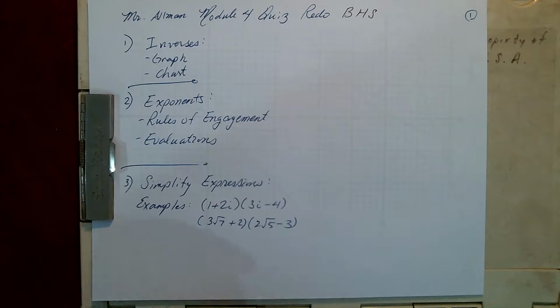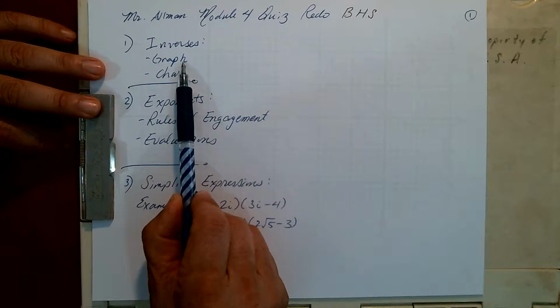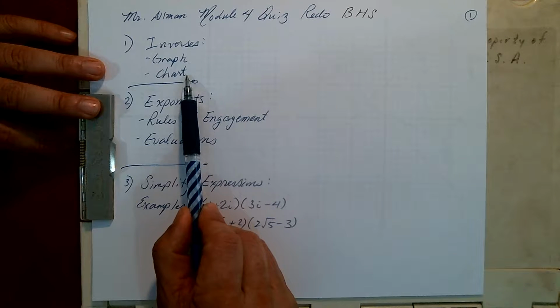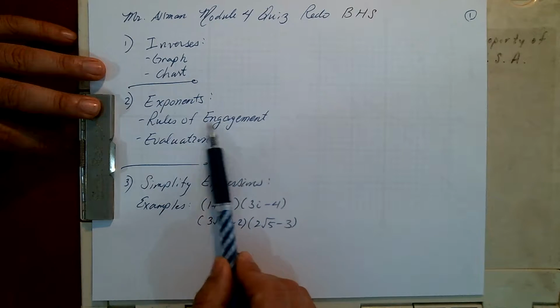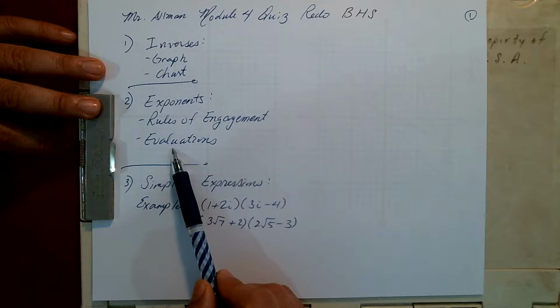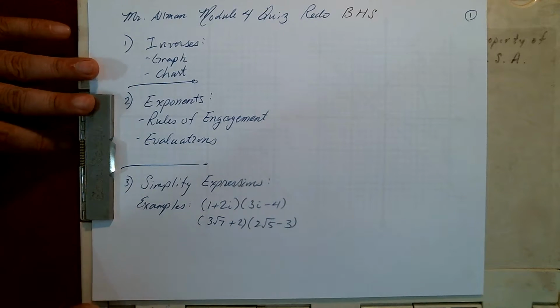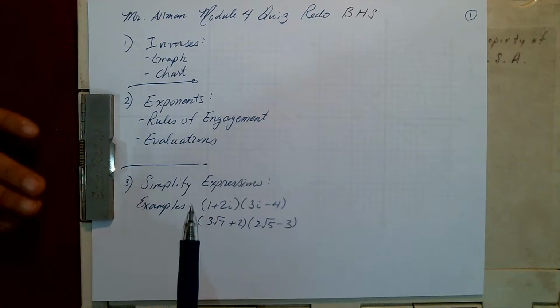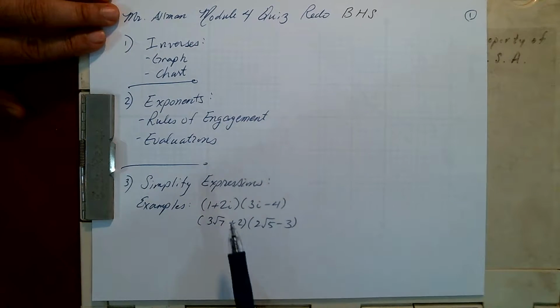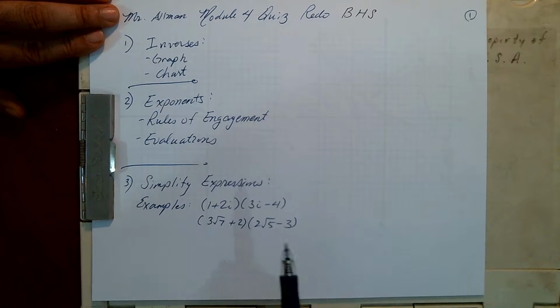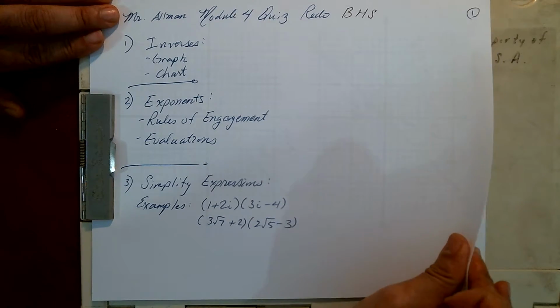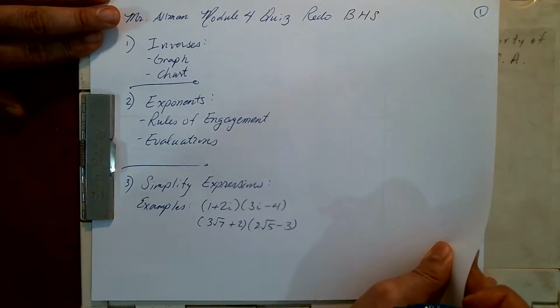Okay, so the quiz is going to be on graphs of inverses as well as exponents, and the rules for those. What are the rules for exponents and evaluating? I'm going to give some examples. Also, we're going to be simplifying expressions such as 1 plus 2i times 3i minus 4, and 3 square root of 2 plus 3 square root of 7 plus 2 times 2 square root of 5 minus 3. So let's get at it.